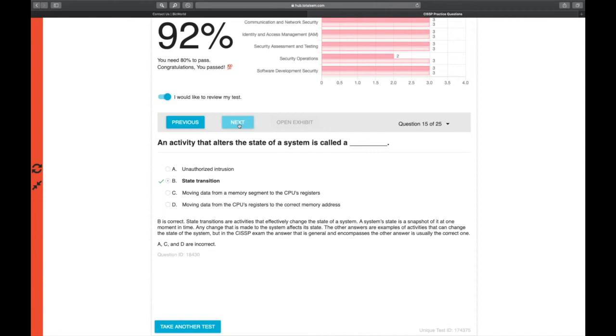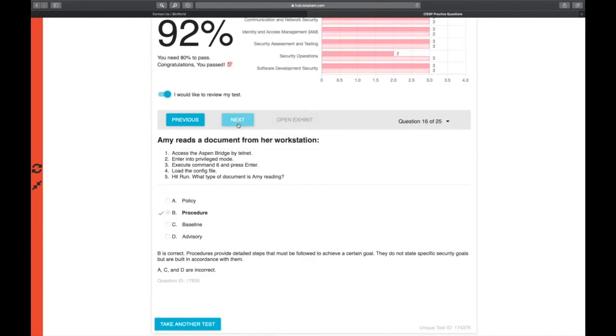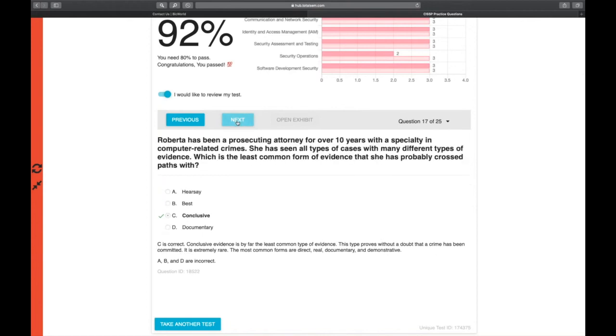State transitions are activities that effectively change the state of a system. A system state is a snapshot of it at one moment in time. Any change that is made to the system affects its state. Procedures are step-by-step details.